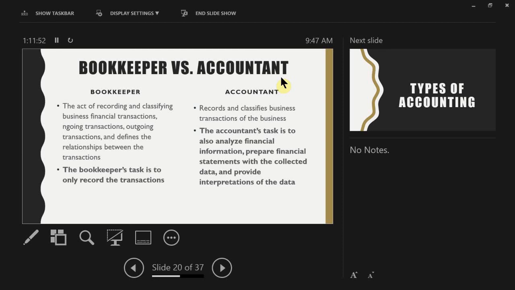Okay? So the accountant, on the other hand, they're the ones who create the chart of accounts. They're the ones who create the rules of how to journalize. And they are also the ones that get to interpret. They're the ones that make the decision, is this a transaction that affects the business? And if it is, then I'm going to give it to my bookkeeper to record. They are the ultimate person that does the majority of the work.